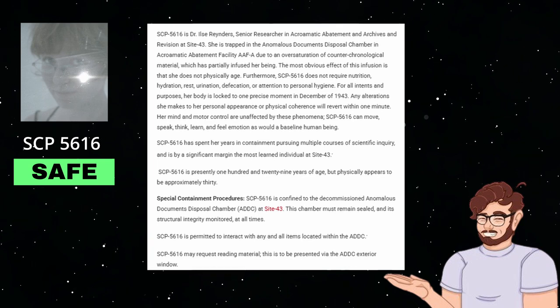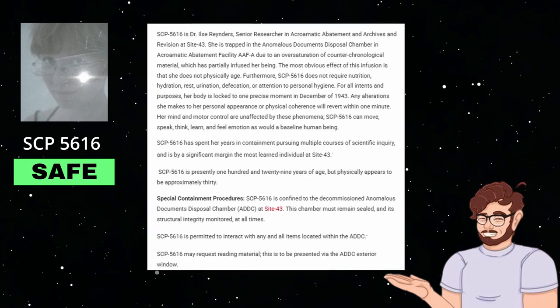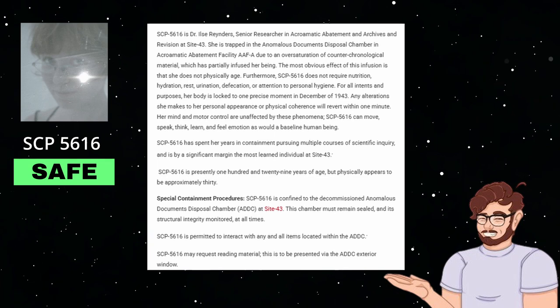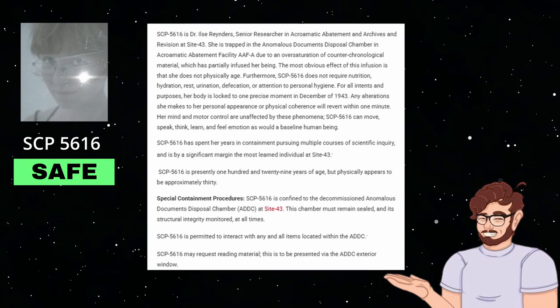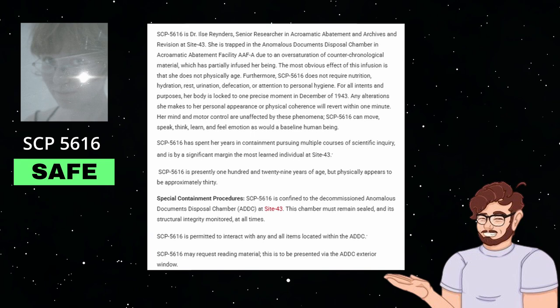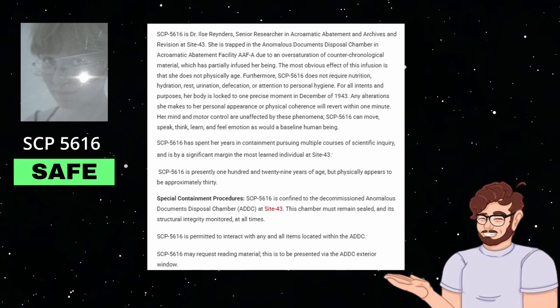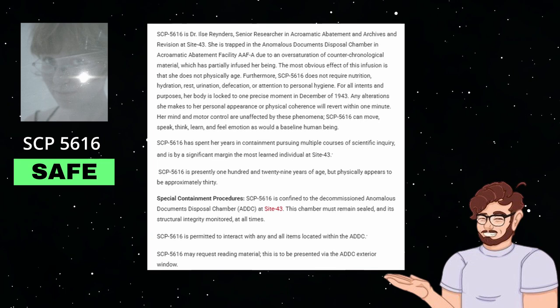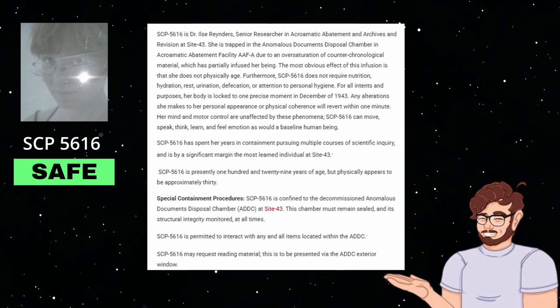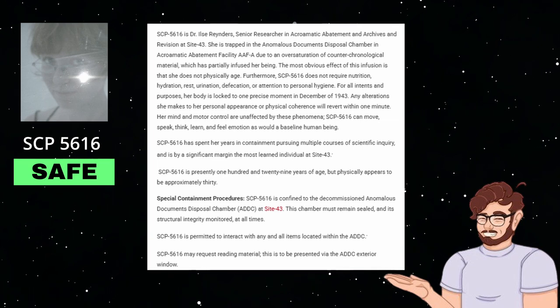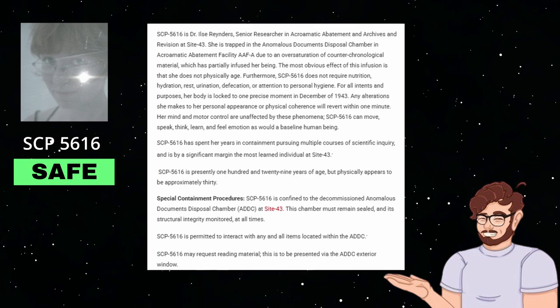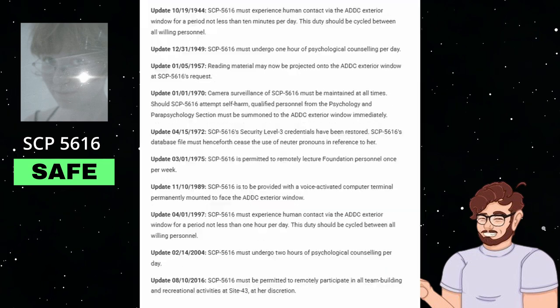5616 is confined to the Decommissioned Anomalous Documents Disposal Chamber, ADDC, at Site-43. The chamber must remain sealed and its structural integrity monitored at all times. 5616 is permitted to interact with any and all items located within the ADDC. 5616 may request reading material. This is to be presented via the ADDC exterior window.